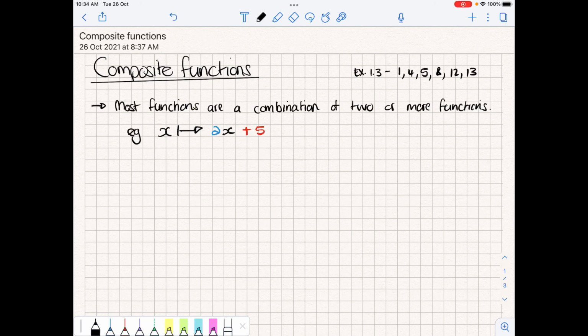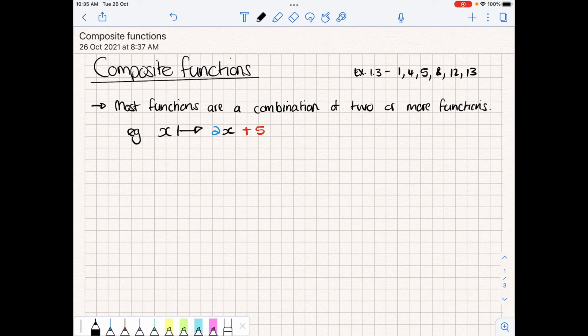Right, today we're going to look at composite functions. Now, most functions that we already know are a combination of one or two functions, which have just been simplified into a single function. So if we take, for instance, this example here where we say x is mapped onto 2x plus 5, well, this function could originally have been a combination of two separate functions.